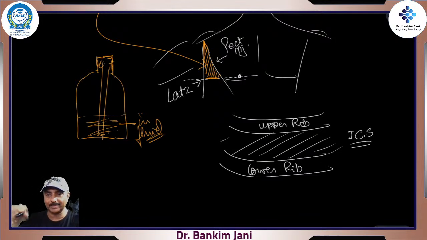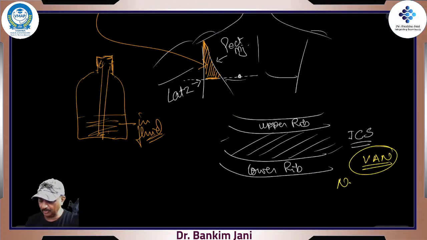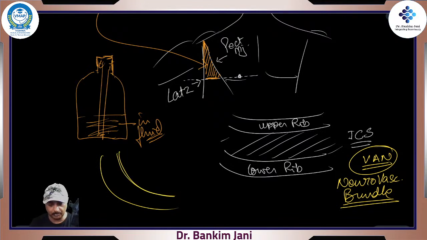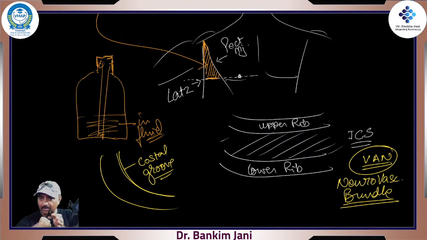This is where we go back to our anatomy. The intercostal neurovascular bundle, that is vein, artery, and nerve. Where exactly do they pass? The intercostal vein, artery, and nerve are called the neurovascular bundle. They all go in one group. From where do they pass in the rib? Do you remember that in the rib, in the inferior part, there is a costal groove? It is in this costal groove, just in the lower part, that all three go, in the formation of VAN: vein, artery, nerve.